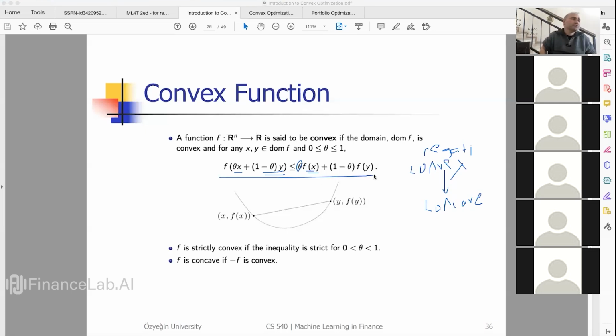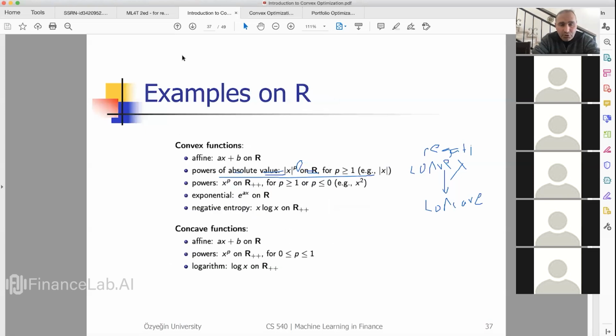And there are certain functions that are neither convex nor concave. A function doesn't need to be either convex or concave. But convex functions are quite important in optimization because, as we described, optimization with convex functions leads to a global optimal solution.